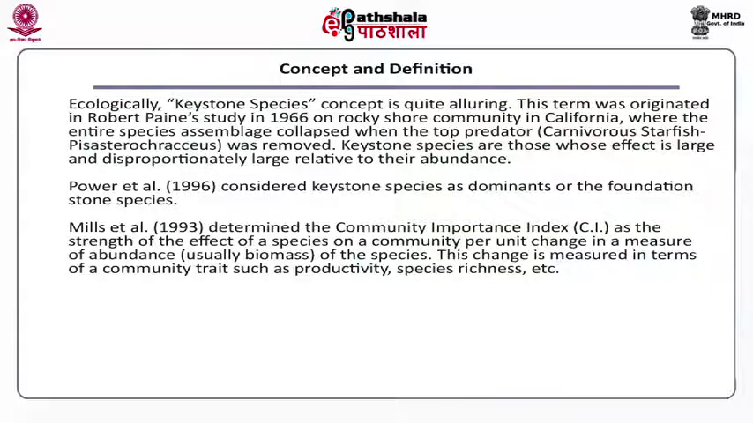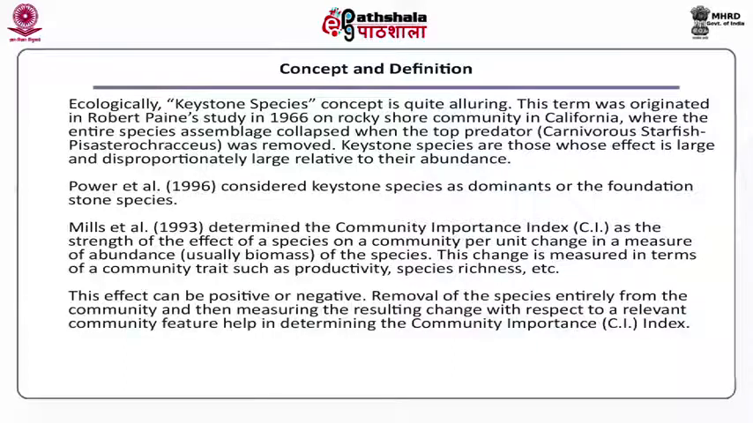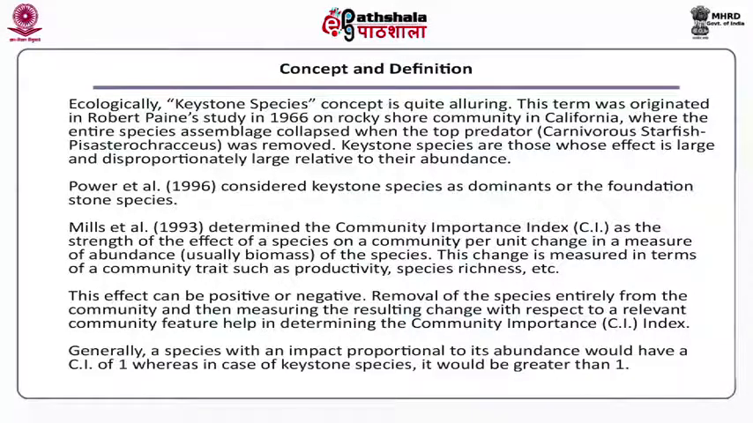This change is measured in terms of a community trait such as productivity, species richness, etc. This effect can be positive or negative. Removal of the species entirely from the community and then measuring the resulting change with respect to a relevant community feature helps in determining the community importance index. Generally, a species with an impact proportional to its abundance would have a community importance index of 1, whereas in the case of keystone species it would be greater than 1.